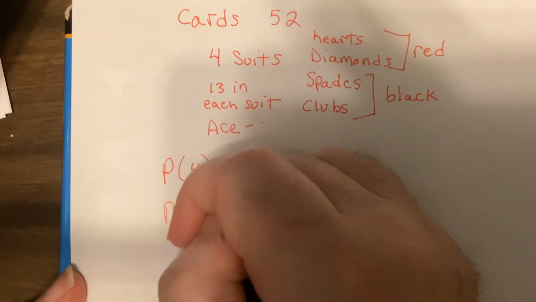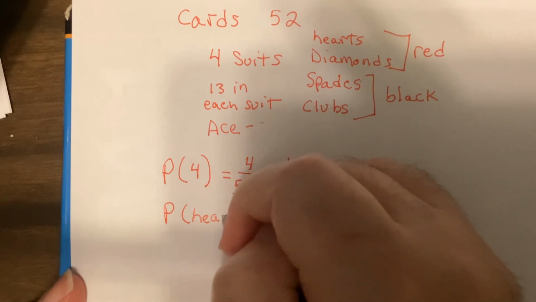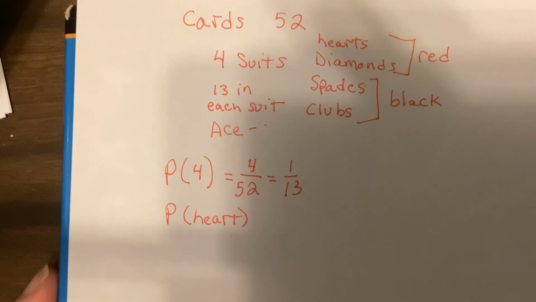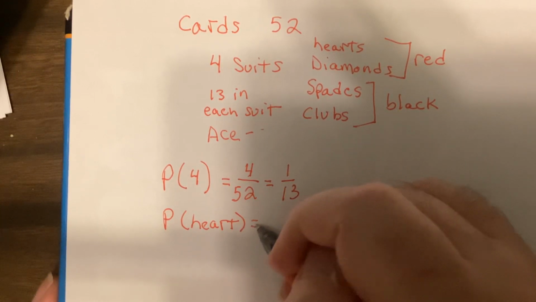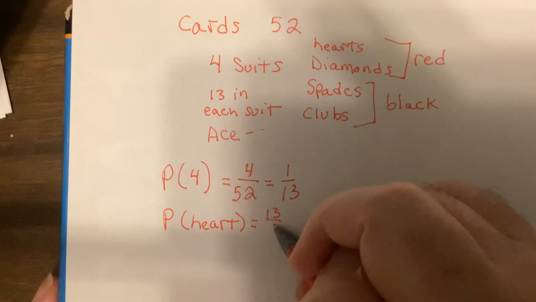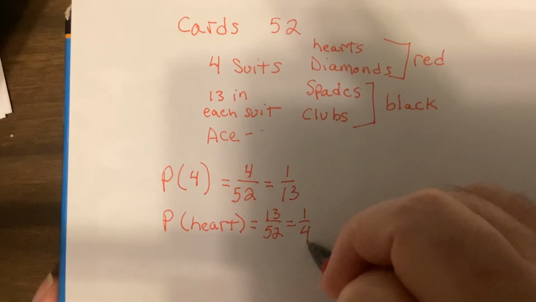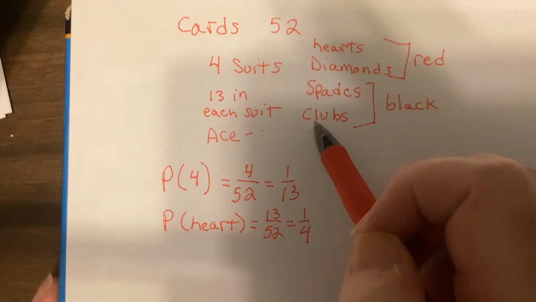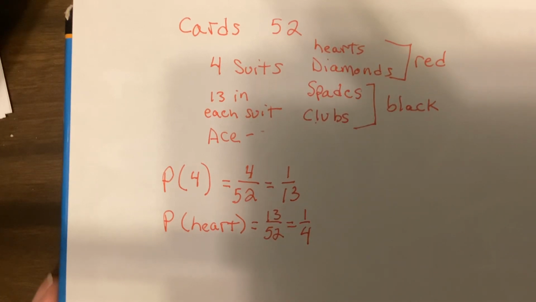So if I said, what's the probability of pulling out a heart? So you would say, okay, there's 13 cards that are hearts out of the 52 cards, which would be 1/4. Or another way to think of it, there's 4 equal suits, and one of the 4 is a heart.